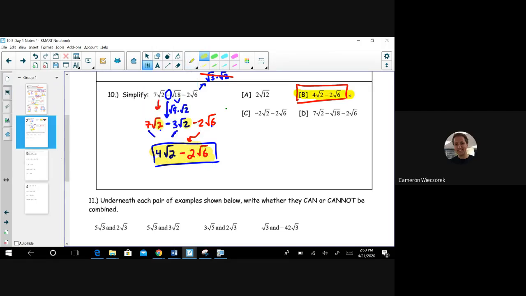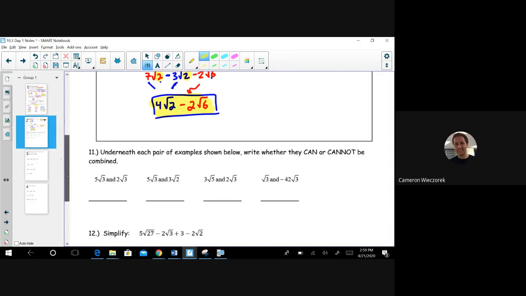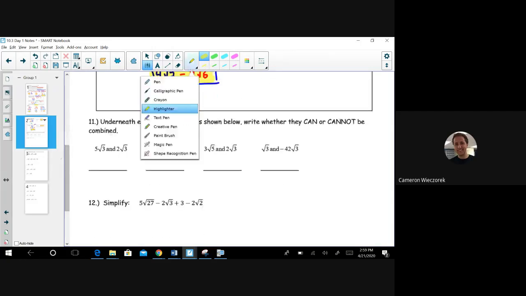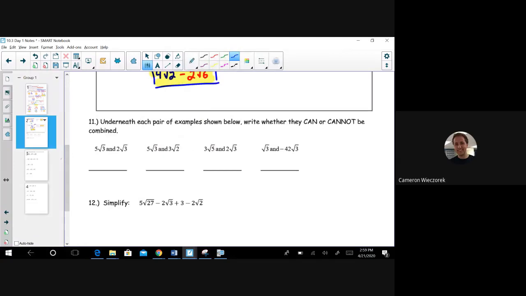So that's where I'm getting B. All right. So number 11, just a quick concept check here as well. Which of these examples can be combined and which ones cannot be combined?